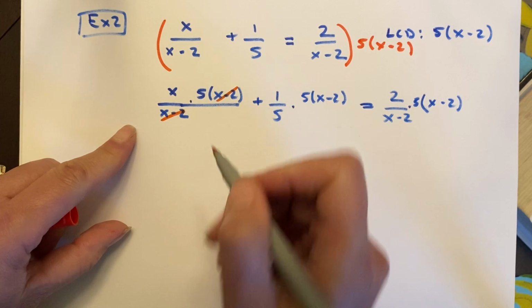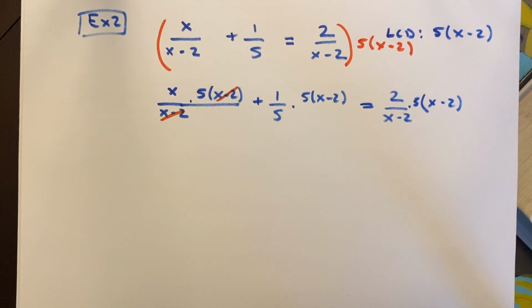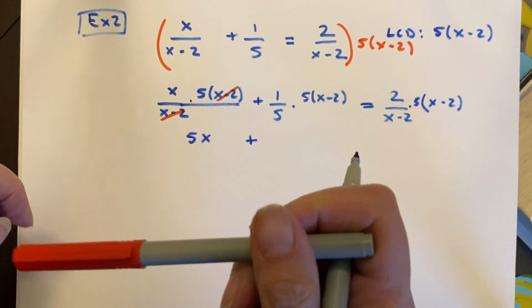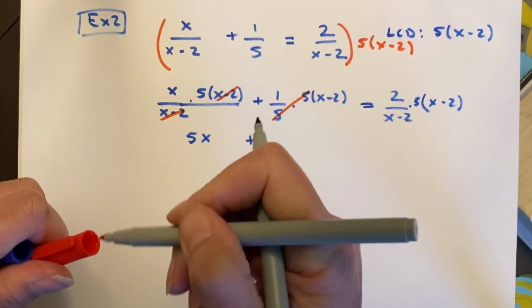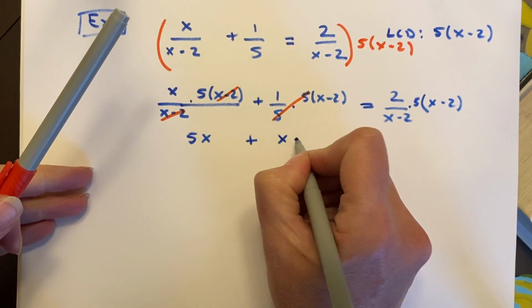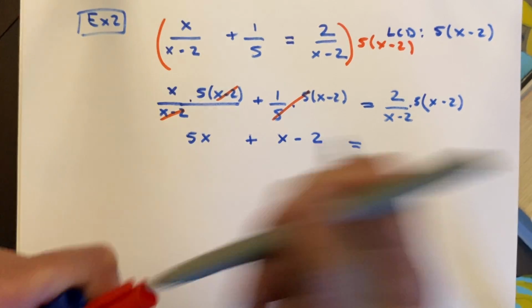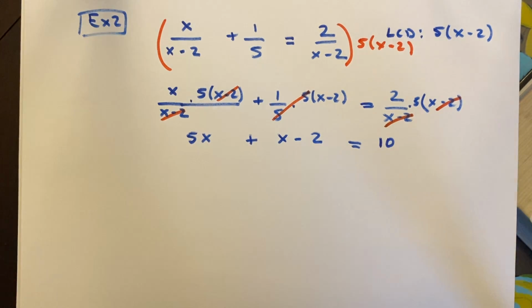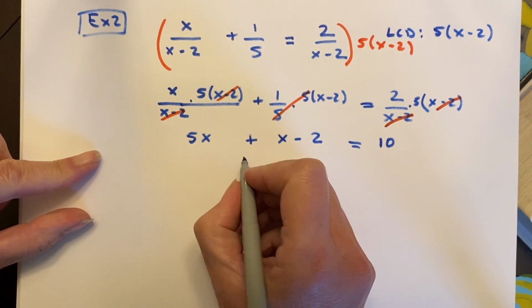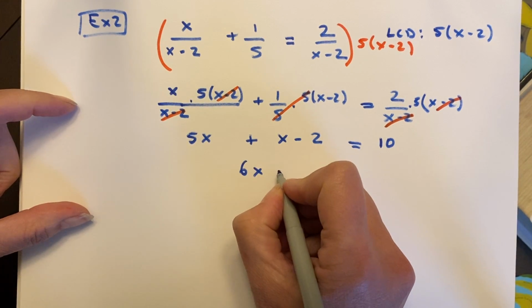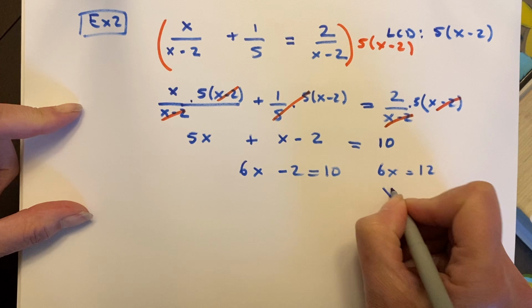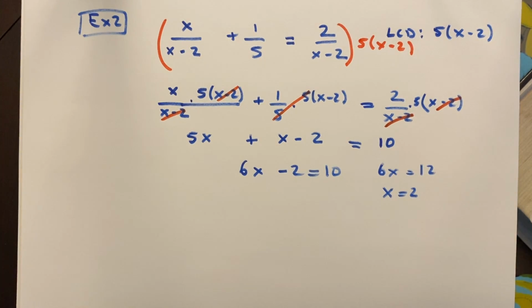Because right here, I'm able to clear this fraction and be left with just 5x. Here, I can clear this fraction and be just left with x minus 2. And over here, I can clear these out and get left with 10. And this has now turned from a very difficult problem to a quite easy problem, because I now have 6x minus 2 equals 10, 6x equals 12, x equals 2. And I'm done.